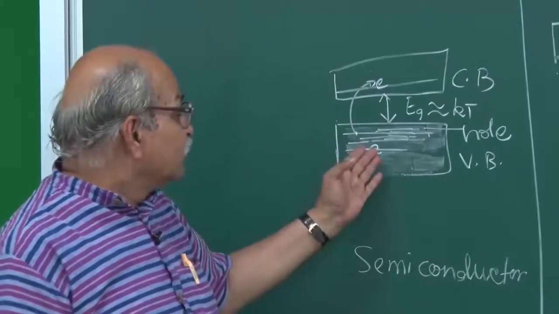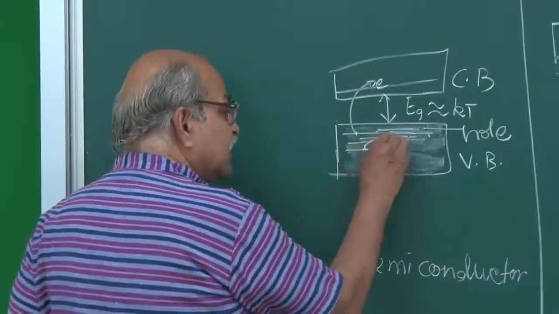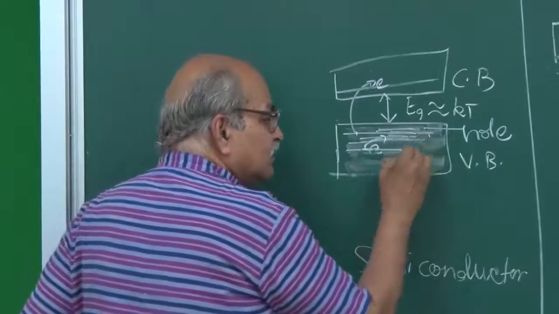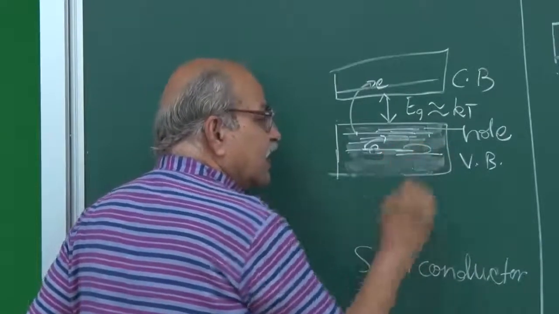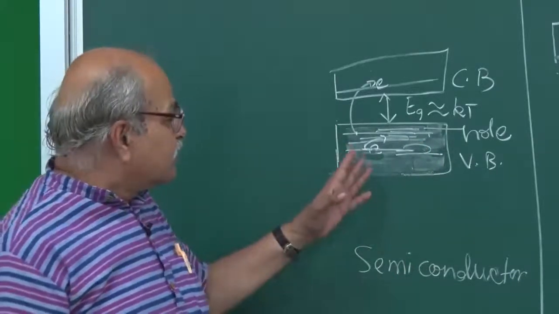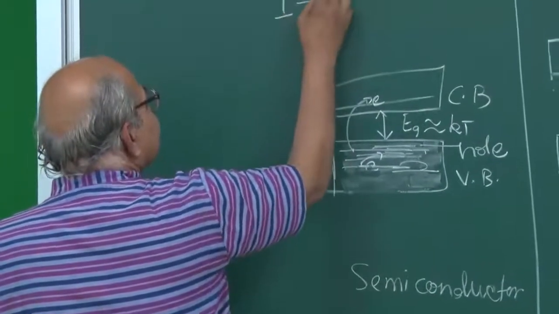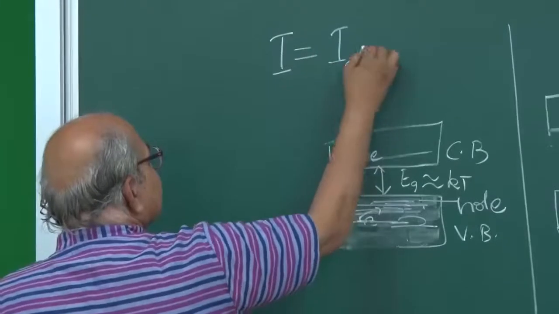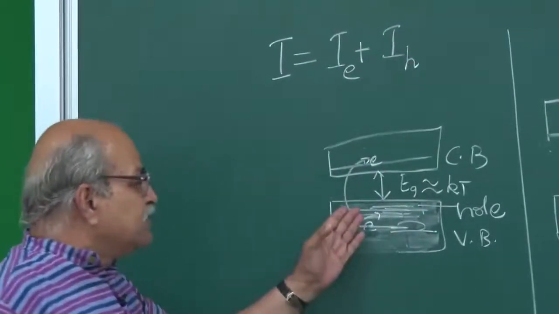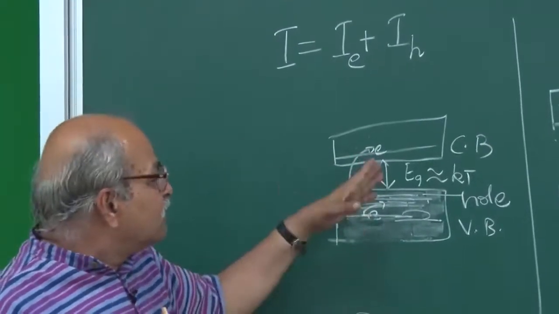So here also this electron can go here, and if this jumps here, this quantum state becomes empty, and then some other electron can accept energy and go there, and so on. So in a semiconductor, the current is composed of two parts. One is because of the conduction electrons and one is because of the holes. We call these empty states holes, right? So you have two kinds of currents.